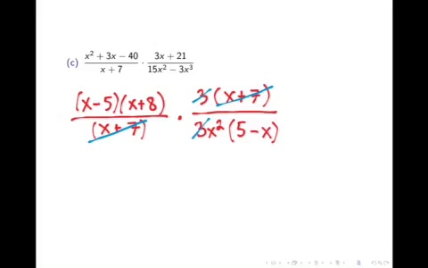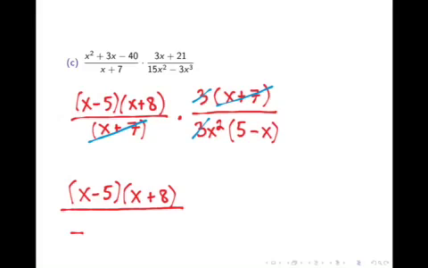And I'm going to kind of multiply and consolidate this into one fraction as I do that. So we have x minus 5, x plus 8. That's all that's left in our numerator. In the bottom, I said I'm going to factor out a negative, so I'll put that in the front. And we have an x squared. And since I factored out that negative, my 5 minus x turns into x minus 5.